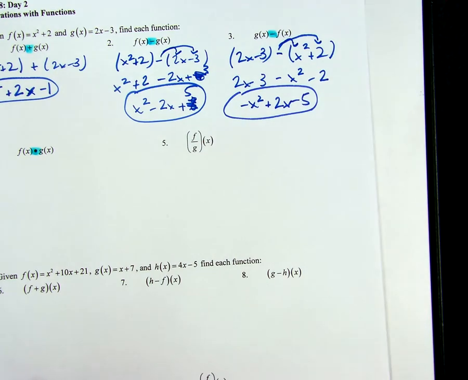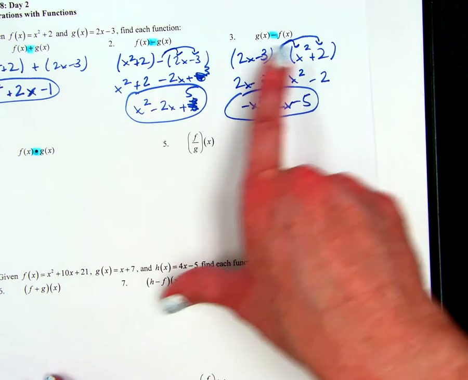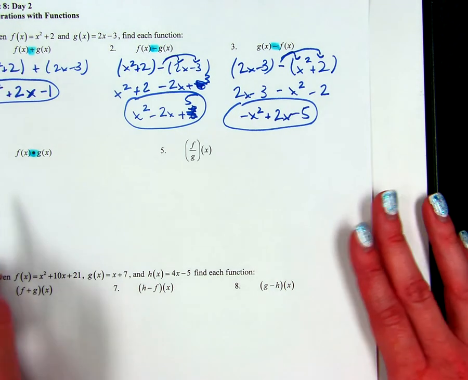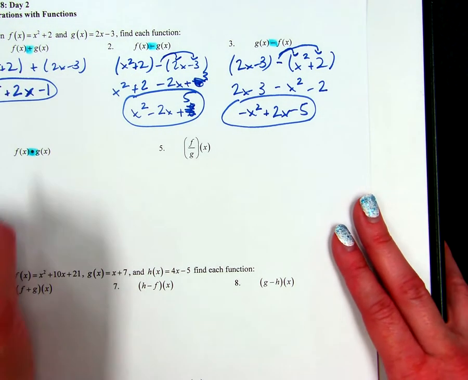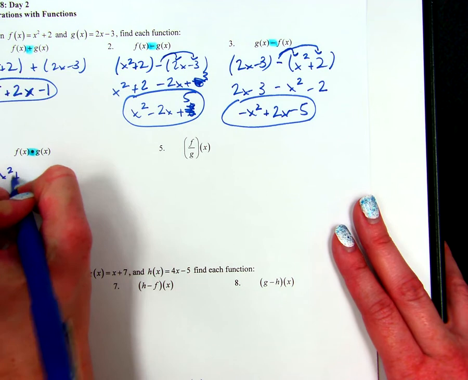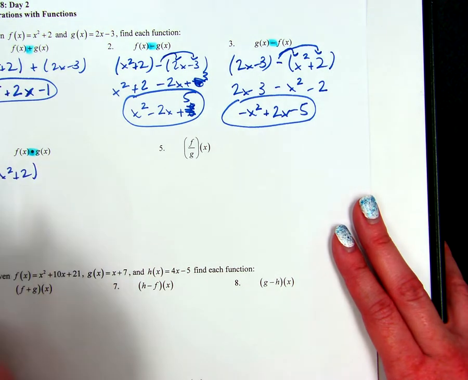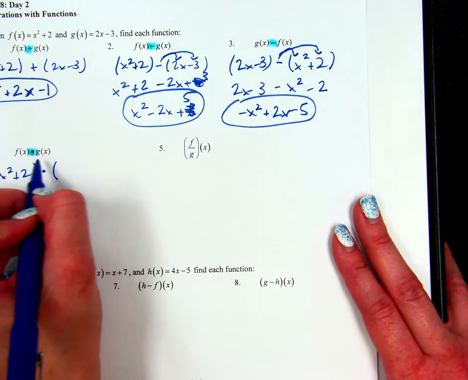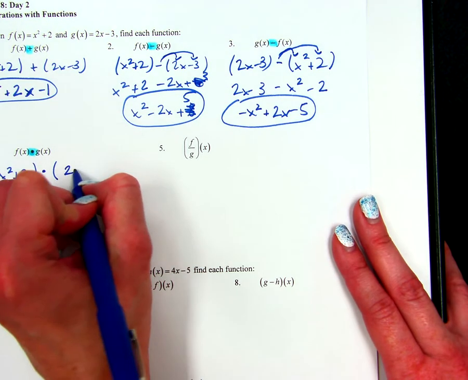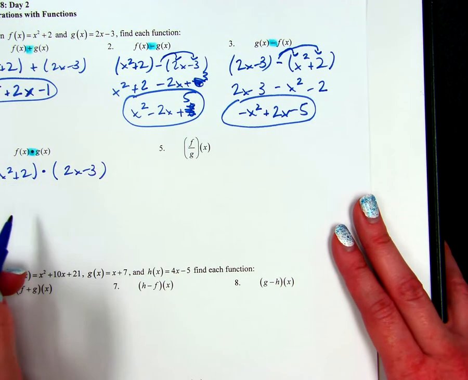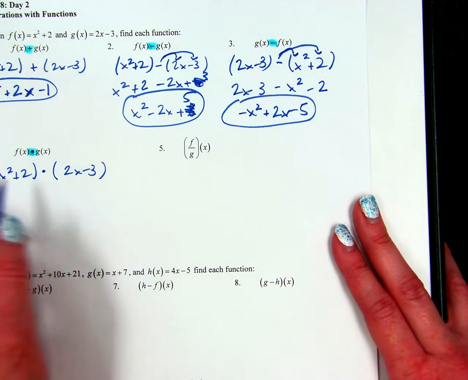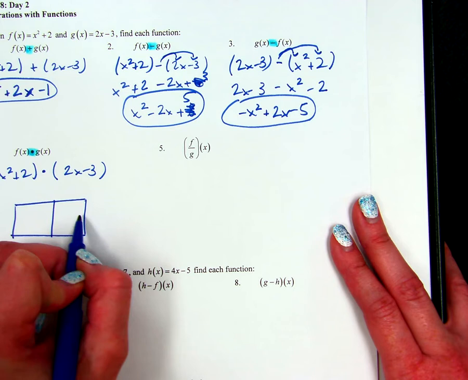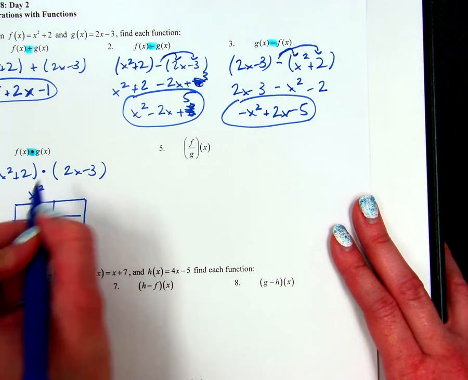So those first 3 are pretty simple. All you need to remember to do is distribute your negative, and then you're combining like terms. So number 4, we're multiplying. So we have x squared plus 2, which is our f of x, times, so you can put a multiplication sign there if that's going to help you remember, g of x, which is 2x minus 3. So remember for this, you're either going to do the box method or you're going to do FOIL. So I'm going to do the box because that's what we've been doing a lot of. And then I'm just going to put these in here.